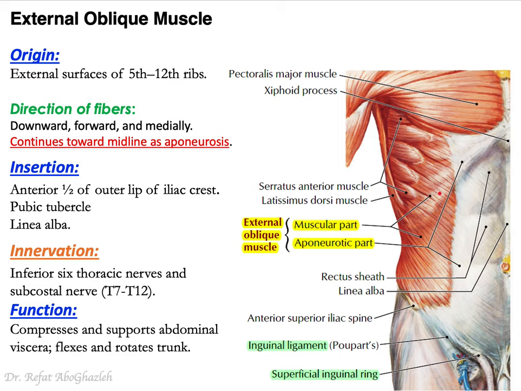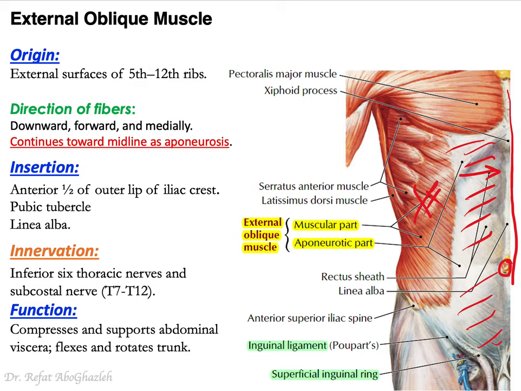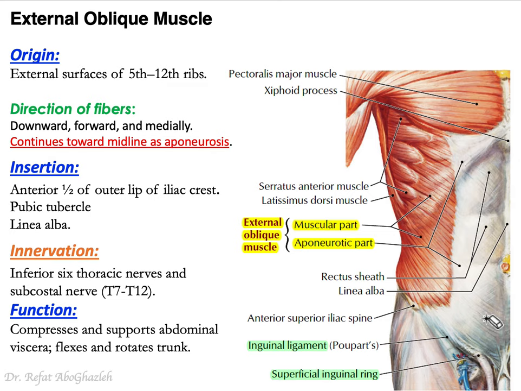Okay, so this is the external oblique muscle, and there is a muscular part. Anteriorly, this is the median line, the umbilicus. There is a muscular part and it's not completed anteriorly; it's completed by an aponeurosis. This sheath is the aponeurosis. Look at it here. Guys, this muscle originates from the 5th to the 12th rib, in this direction, downward, forward, and medially, and is inserted into the anterior half of the outer lip of the iliac crest.